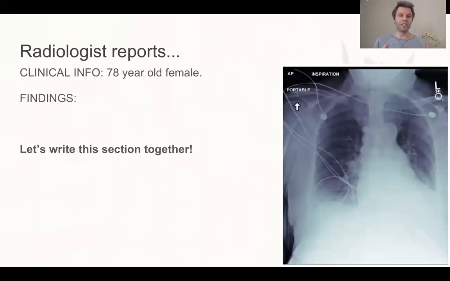Okay, let's pretend we're radiologists again, and we have a chest x-ray, and it's for a 78-year-old woman, and so we're going to write the findings section. So we are going to write what we see in this chest x-ray that's relevant to the patient's health, and which just describes it. Okay, you can try and write it yourself.